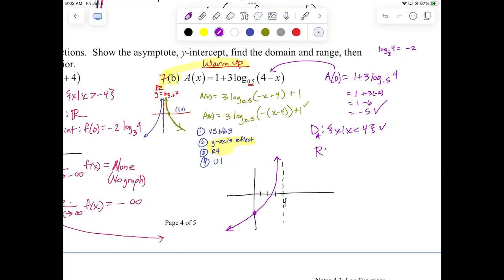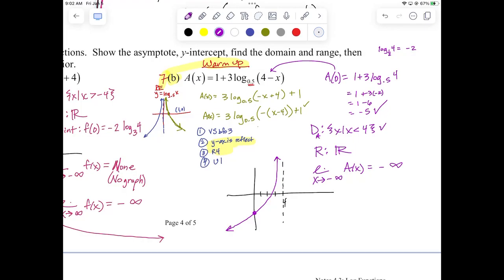The range is easy. What's the range? All real numbers. Yeah. We found the y-intercept already. I wouldn't ask you about the right-end behavior because there is none. There's no graph. But the left-end behavior, I could. The limit as x goes to negative infinity of a of x is what? Negative infinity. Very good. As you go to the left, it goes down forever.